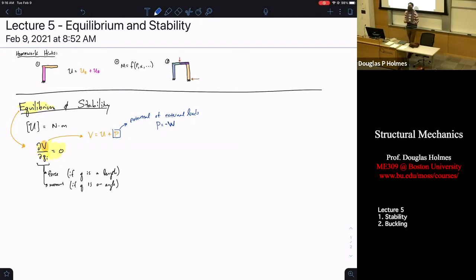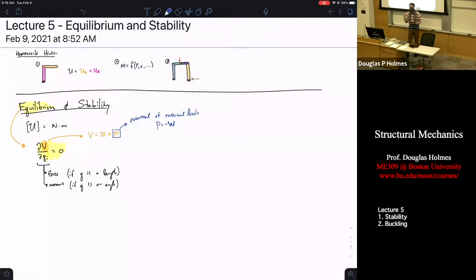The nice thing about this energy approach is that it allows us to evaluate the character of equilibrium, which is not something that we really spent much time talking about as engineers up until this point. So what do I mean by the character of equilibrium? Well, let's see here.